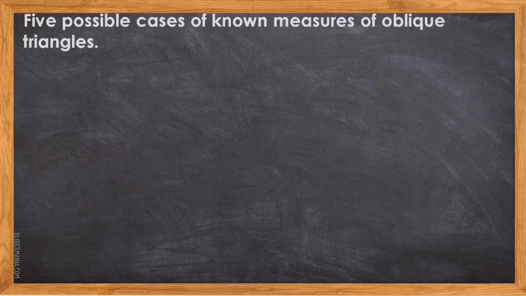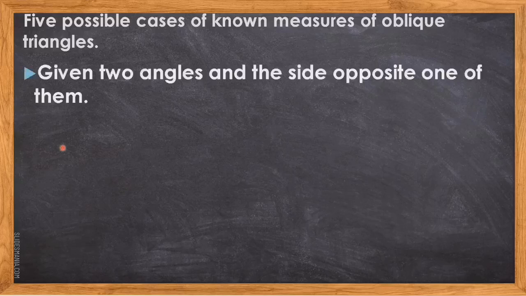So, we have the 5 possible cases of known measures of oblique triangles. So, pwede nating magamit yung laws of sine and cosine once na na-observe natin itong mga possible cases na to. So, number 1, given the two angles and the side opposite one of them. So, kapag nakita natin ang given ay may dalawang angles and also may given din na opposite side ng dalawang angle na yun, so pwede nating isolve yung oblique triangles.